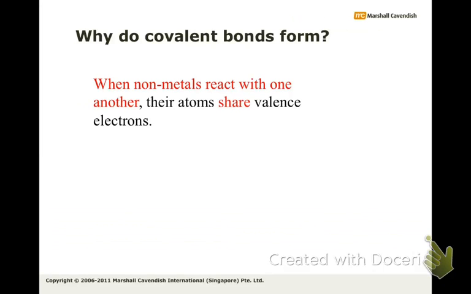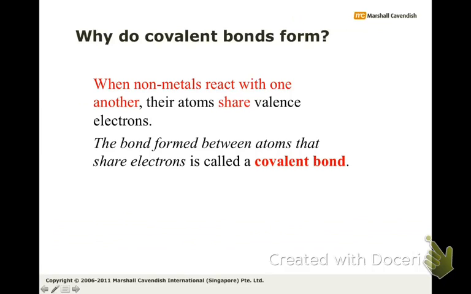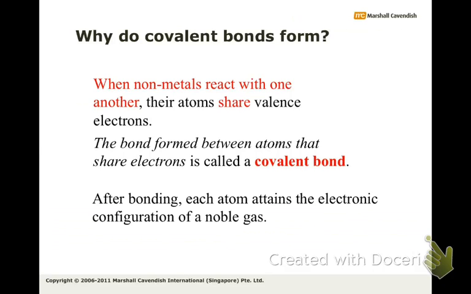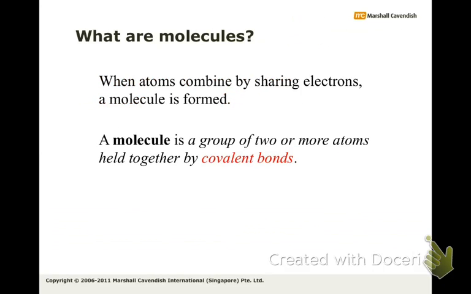Okay, so when non-metals react with their own non-metals, they will share their valence electrons, because they obviously have already more than 3. The bonding when they share their valence electrons is called covalent bonding. Now again, the goal here is still very simple. They want to attain the electronic configuration of a noble gas. Again, if it's one shell, they will have 2 electrons. If it's more than one shell, then they have 8.